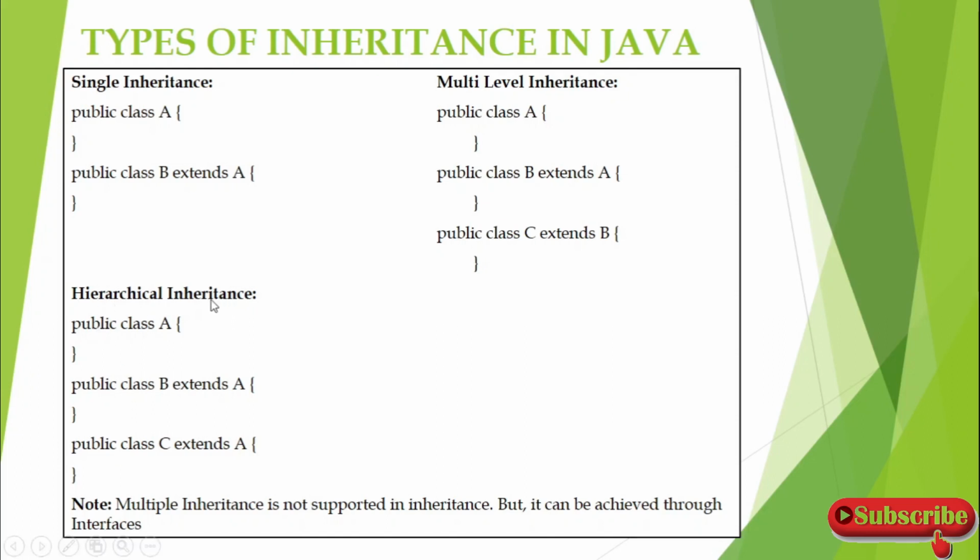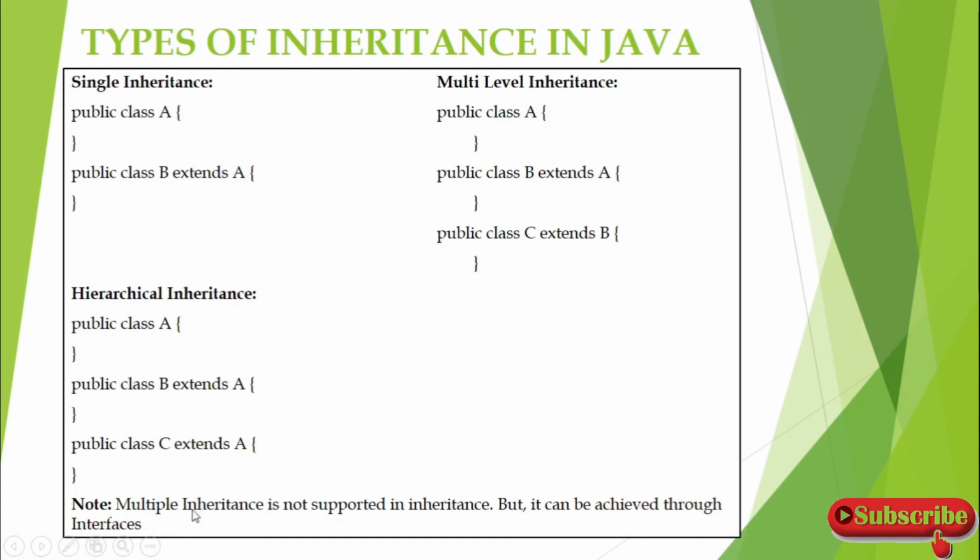And hierarchical inheritance is where you have a class A, and two other classes called B and C, both extending A. So B has an is-a relationship with A. If you create an object for B, you can access only the properties of A and B, it is not applicable for C. Similarly, if you create an object for C, you can access only the properties of A and C, not B.